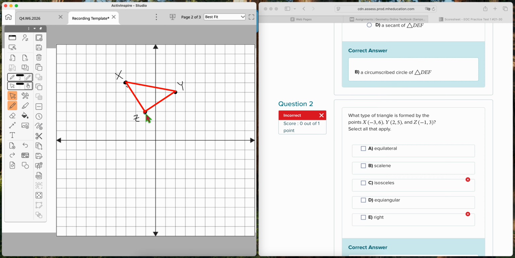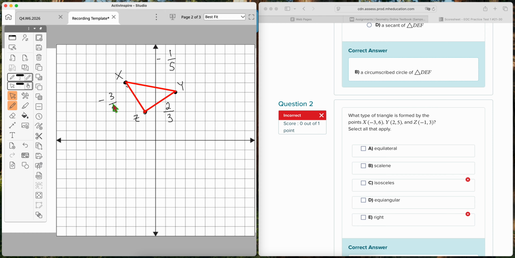This side, X to Z, I could go up 3 and then back 2. So that's -3 over 2. And then for side XY, I go up 1, back 5. So that's -1 over 5, because the 1 was positive and the 5's negative. So that gives me negative slope.